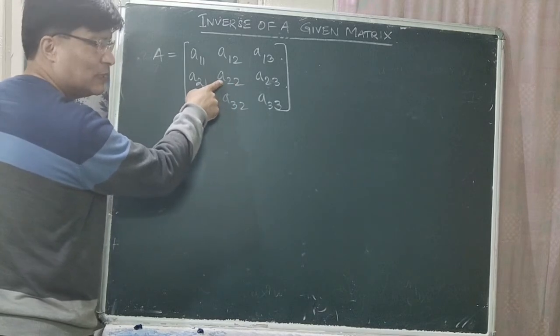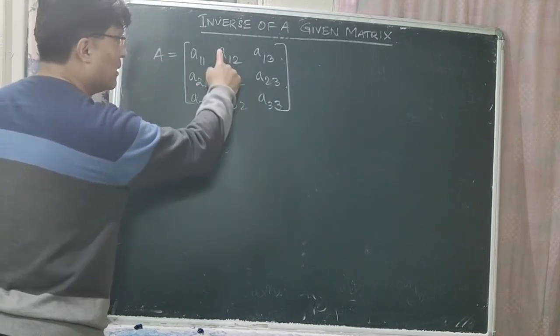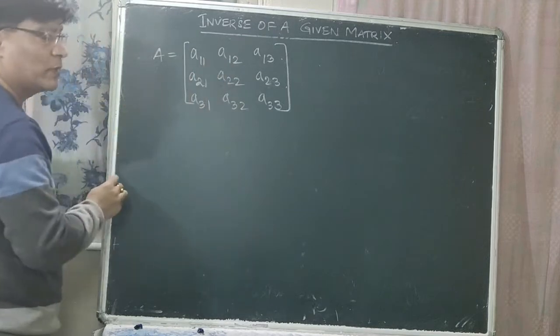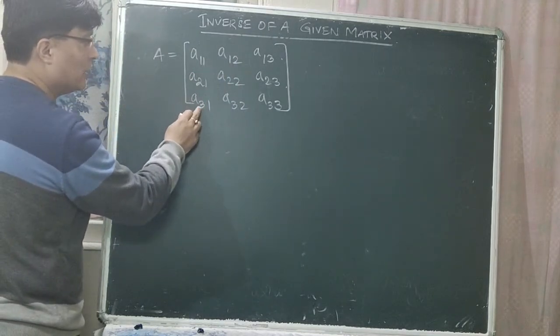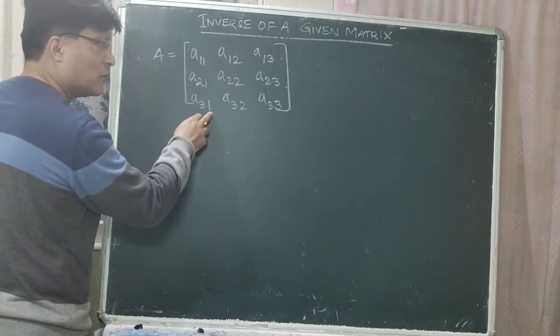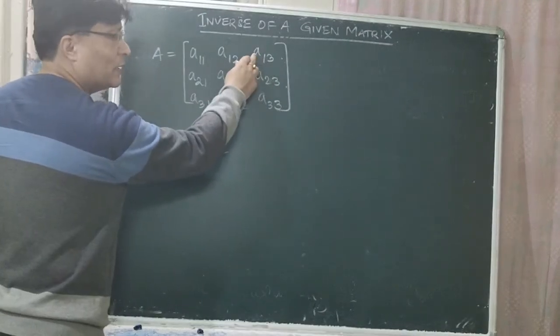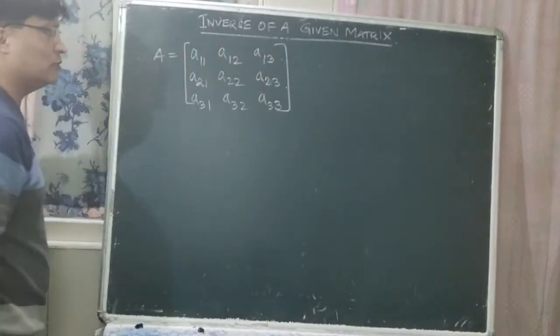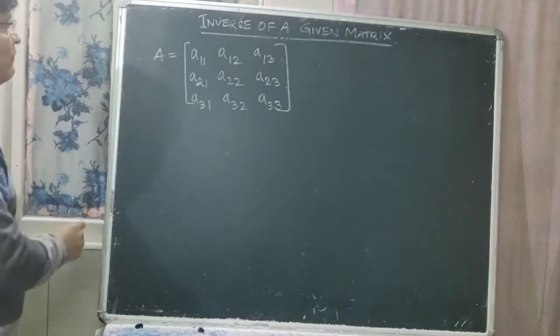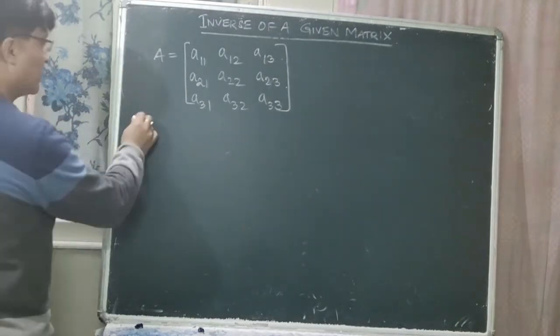A22 is the element in the second row and the second column. That is this one, A22. What do you mean by A31? A31 is the element in the third row and the first column. What do you mean by A13? A13 is the element in the first row and the third column. Is that clear? So how can you find out the minor of the element A11?